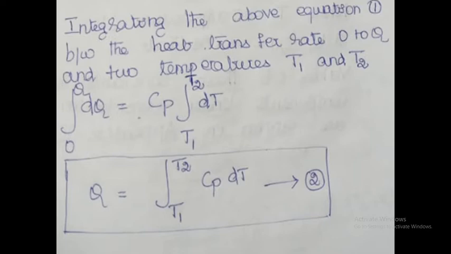Are you clear? Okay. So finally, the heat capacity of gases at a constant pressure is Q = integration of T1 to T2 Cp dT. This is the expression for heat capacity of gases at a constant pressure. This is equation number 2.